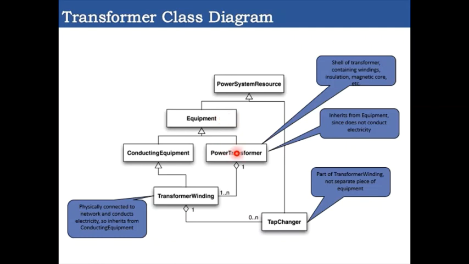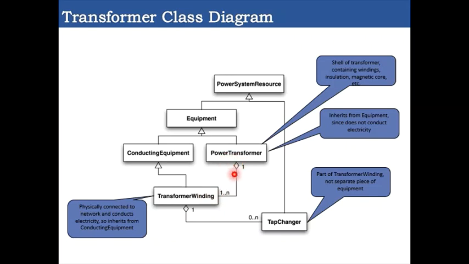It is not a conducting equipment. It is different from the conducting equipment class, which is also inheriting all properties from equipment. But transformer winding is a conducting equipment, so that's why power transformer winding is inheriting the properties from conducting equipment. Also, the transformer winding is part of power transformer. That's why the transformer winding and power transformer have a relationship of aggregation.